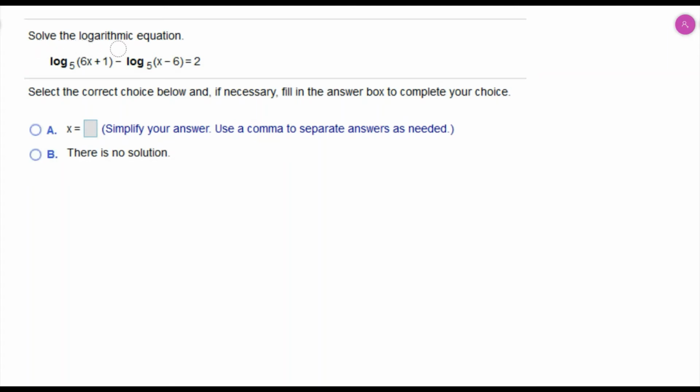This question says, solve the logarithmic equation log base 5 of 6x plus 1 minus log base 5 of x minus 6 equals 2.